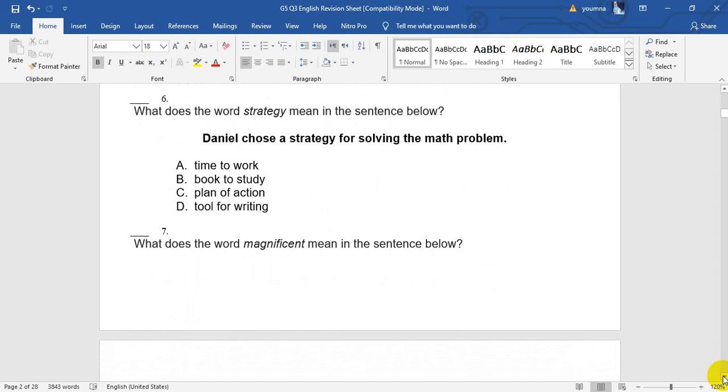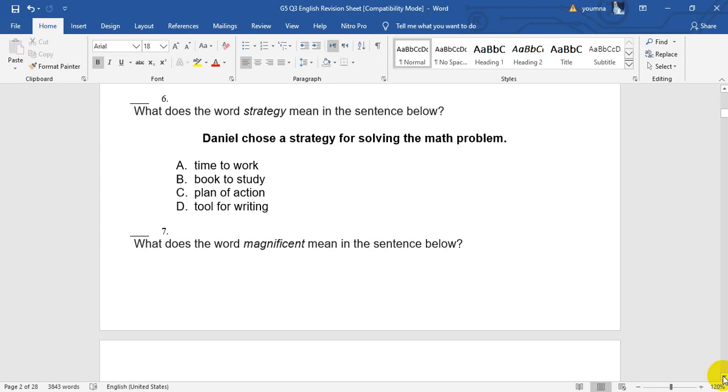What does the word strategy mean in the sentence below? The word strategy. Daniel chose a strategy for solving the math problem. Here, strategy. We always hear it even in playing games. Each coach has his own strategy. So strategy means time to work, book to study, plan of action, tool for writing.